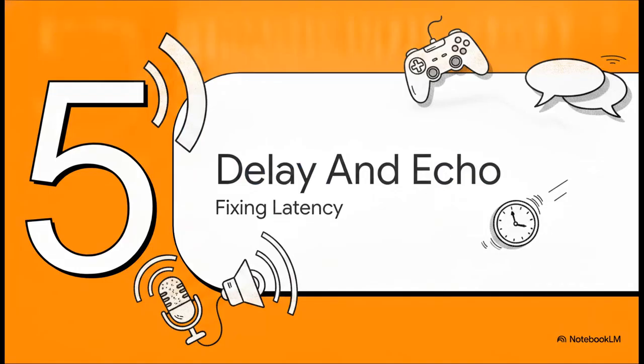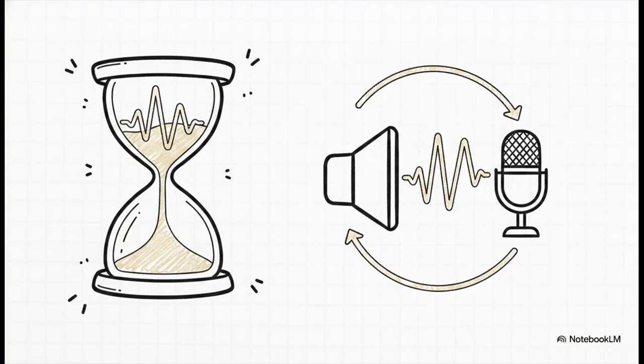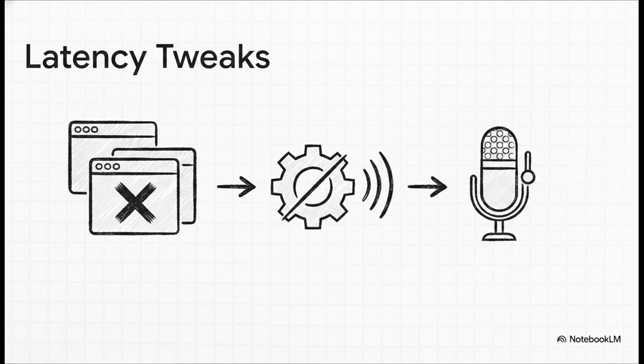Section 5. Fixing delay and echo. It's time to tackle latency. To fix this, we need to quickly understand the why. These sound latency problems happen basically for two main reasons. Either your system is buffering way too much audio before playing it, which causes that annoying lag, or your microphone is picking up your speaker output and looping it right back into the system, which causes that unbearable echo. And this brilliantly illustrates just how many background things affect your audio.